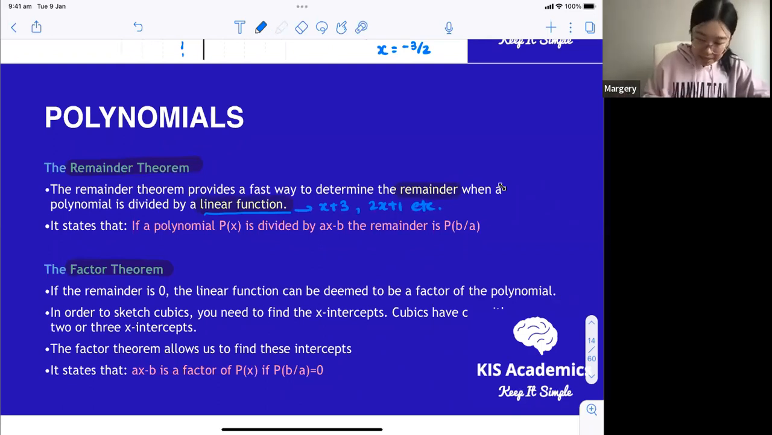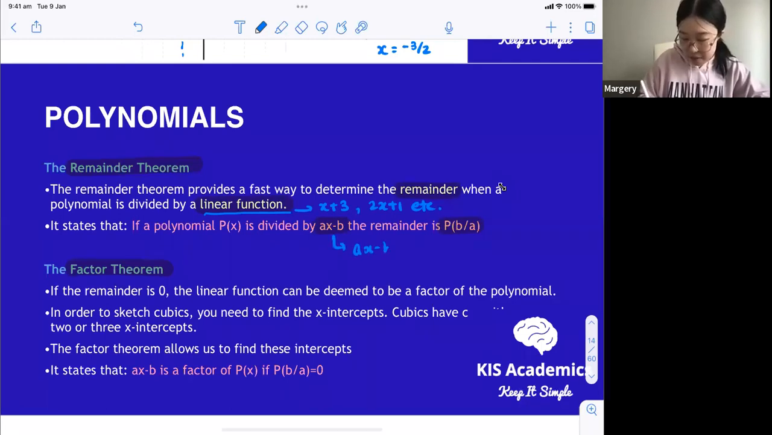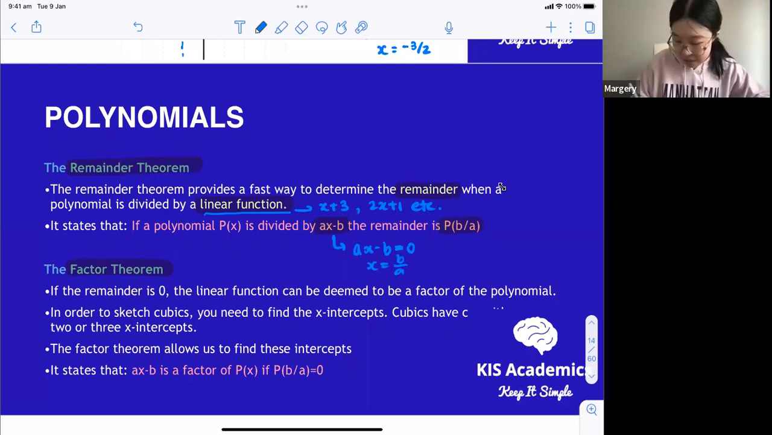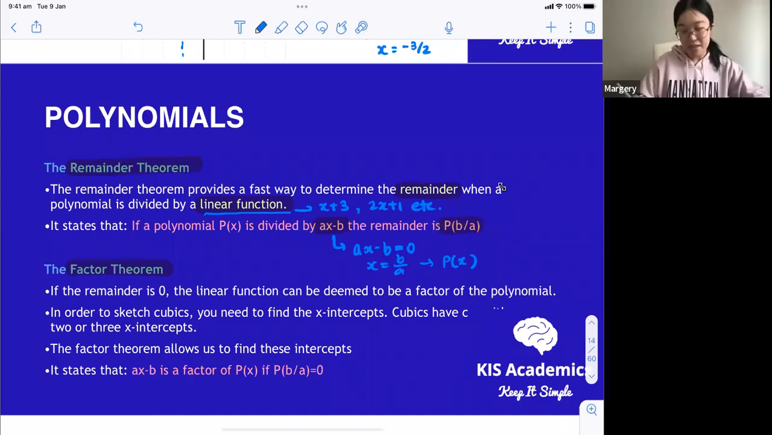This theorem states that if a polynomial p of x is divided by ax minus b, then the remainder is p of b over a. So we let whatever we divide by equal 0, solve for x, and get x is equal to b over a. Then we substitute this back into our p of x to find the remainder.